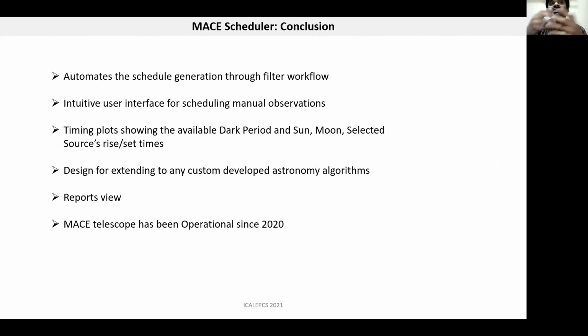Overall, the main scheduler automates the schedule generation through the filter workflow, and it provides an intuitive user interface for scheduling the manual observations. It provides various timing plots showing the available dark period and sun and moon rise times. The software design is extendable to any custom developed astronomy algorithms. It provides a reports view showing the simple matrix form and the data tree view visualization. And finally, the telescope has been operational since 2020, and the scheduler software is being used for creating the observations.